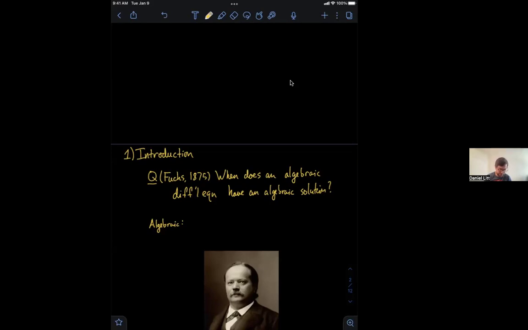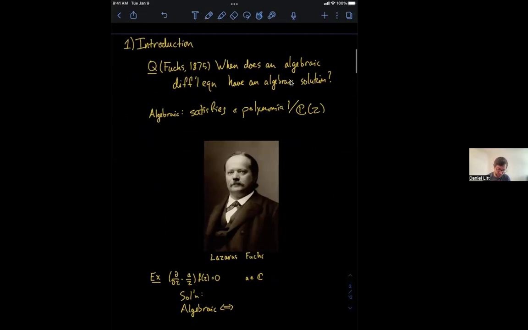And maybe just to fix notation, when I say an algebraic solution, I mean a solution which satisfies a polynomial whose coefficients are rational functions. So a polynomial over the field C(z). And here you can see a picture of Lazarus Fuchs, to whom I'm attributing this question.